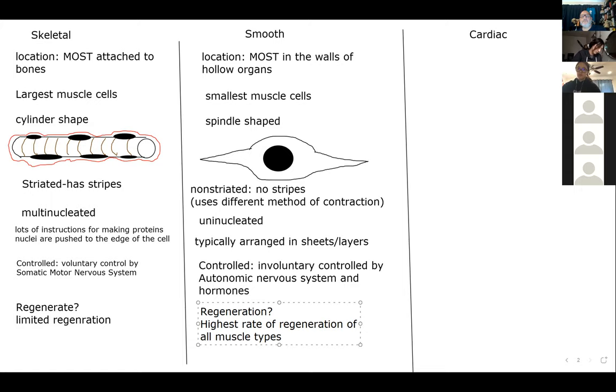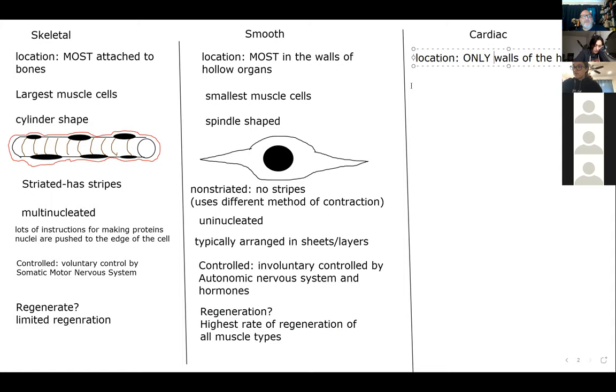All right. And one more to go. Cardiac muscle. What is its location? Heart. Mostly in the walls of the heart? Is it found anywhere else? Only in the walls of the heart? Yeah, only in this case. Whereas there are exceptions with skeletal muscle and smooth muscle, there are no exceptions with cardiac muscle. Cardiac muscle is only found in the walls of the heart.